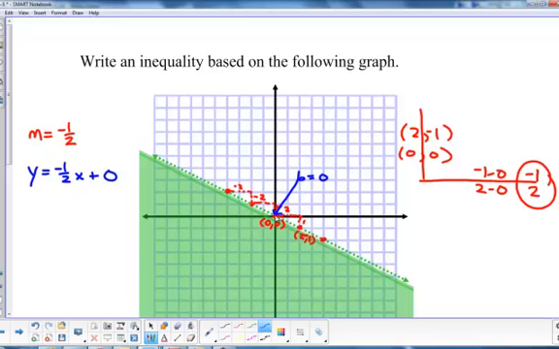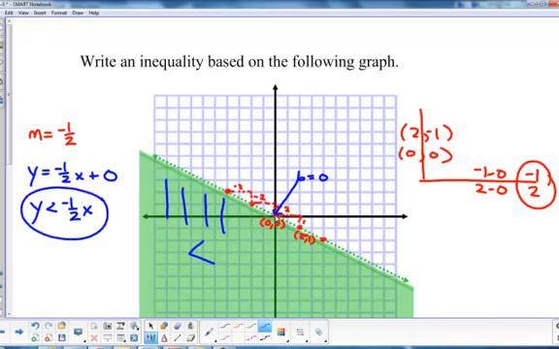But this is not a line. This is a dotted line, and it's shaded below. Shaded below means less than, and there's no equal to because it's a dotted line and not a solid line.